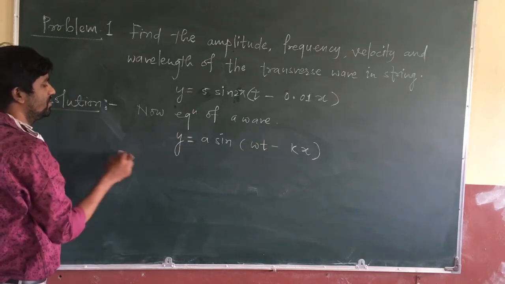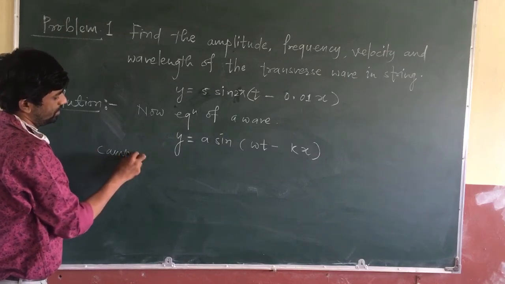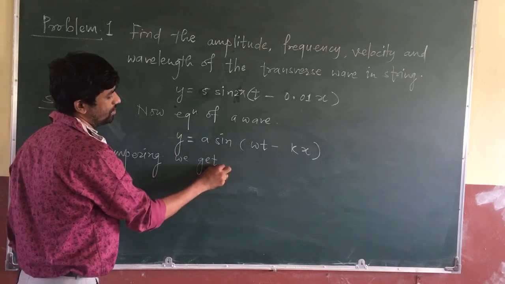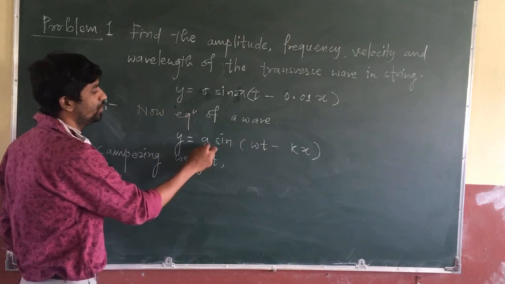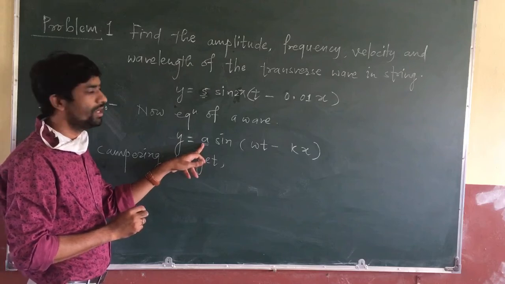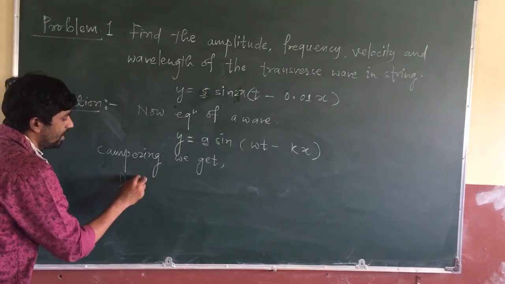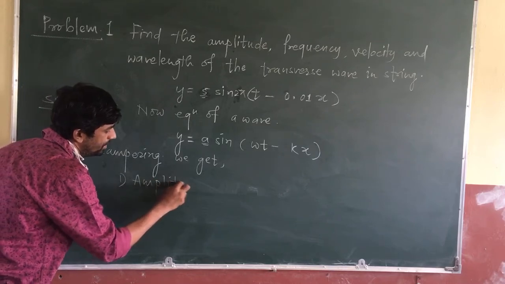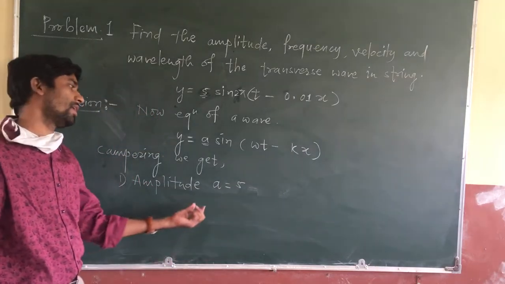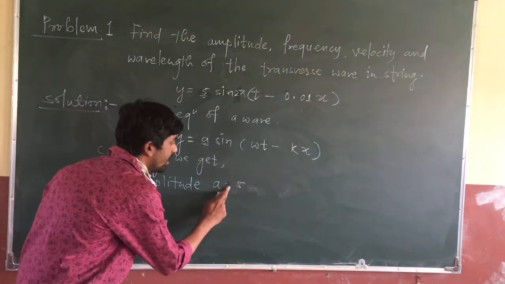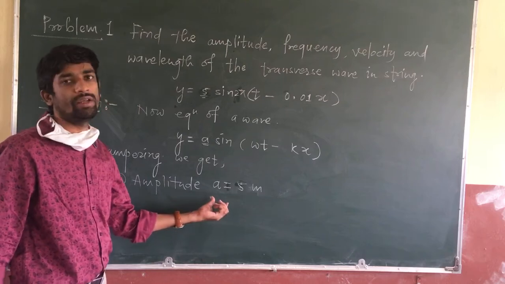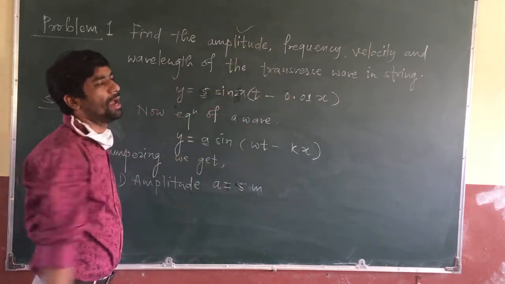So if you compare these two equations, you get a equals 5. What is a here? A stands for your amplitude. So first we will get the amplitude. Amplitude a equals 5. Amplitude is a distance and it is measured in meters in SI units, so this is your 5 meter. So we have calculated the amplitude.